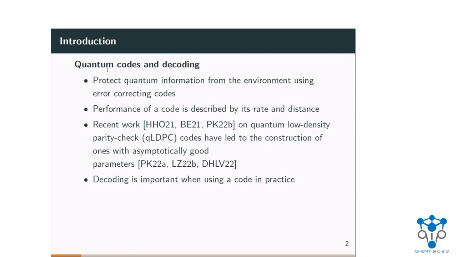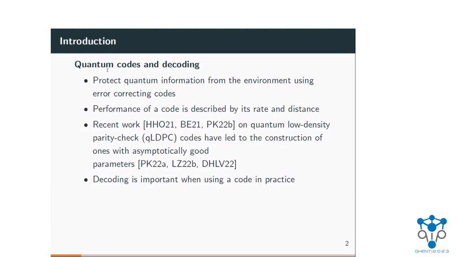Recently, there has been a lot of interest in quantum LDPC codes, where the check weights have constant size. There has been a lot of really good progress in creating codes with better and better parameters. I listed some references over there. Notably, it has eventually led to the construction of asymptotically good quantum LDPC codes, which have basically the best possible parameters: the rate is a non-zero constant and the distance scales linearly with the block length.